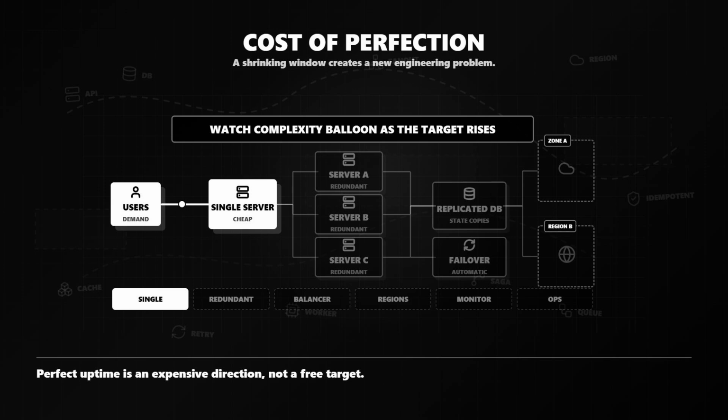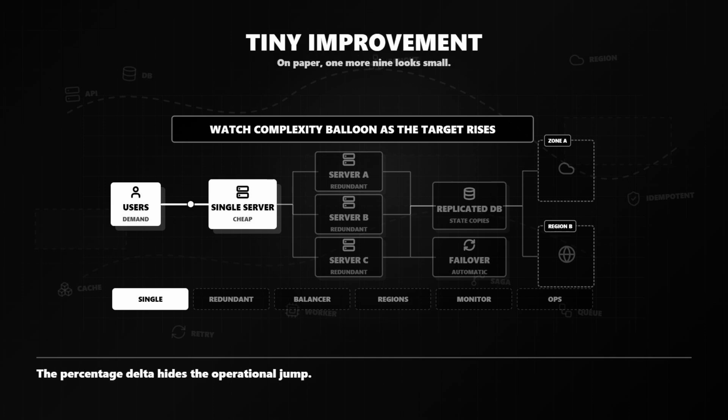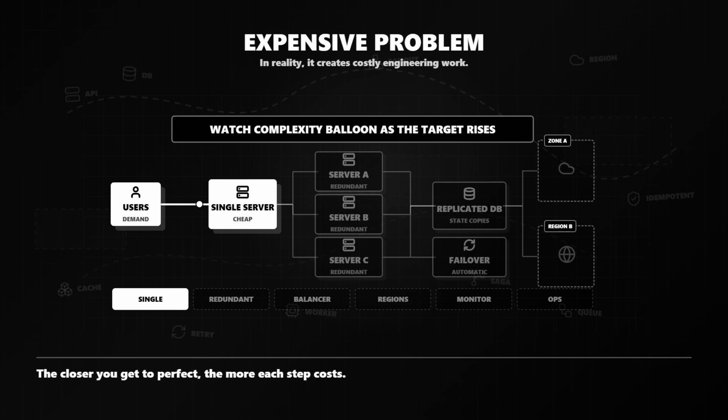This incredible, shrinking window of time introduces a concept we like to call the cost of perfection. Because while every extra 9 might sound like this tiny, almost negligible fractional improvement on paper, in reality, it creates a ridiculously challenging and incredibly expensive engineering problem.